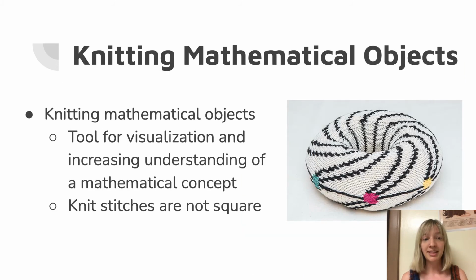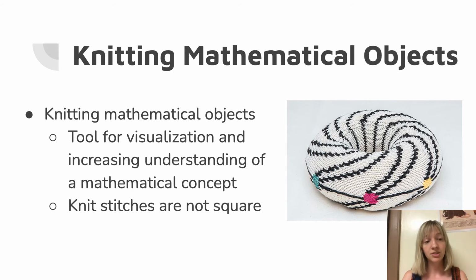So looking at knitting mathematical objects, an example on the right is a torus made by Sarah Marie Belcastro. And knitting mathematical objects on one hand can be very useful to help with visualizing and increasing understanding of a mathematical concept. Like a torus, for example, if you're graphing that on a computer and trying to visualize it, it can be a bit tricky to see a 3D object in 2 dimensions. But being able to craft one and to hold it and to rotate it around in your hands and really understand the shape of the object is an excellent tool for understanding a mathematical concept, such as the torus.